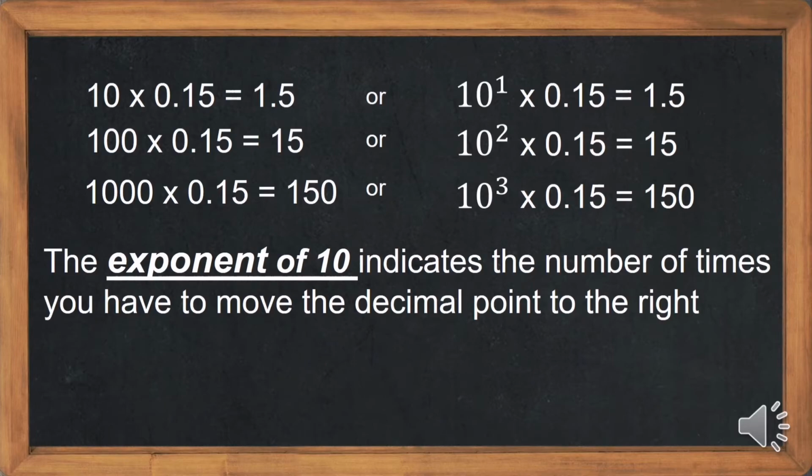Remember, the exponent of 10 indicates the number of times you have to move the decimal point to the right. So, nakikita nyo, yung 10 to the power of 1, we have isang decimal place lang yan. So, kaya nakuha natin si 1.5. 10 to the power of 2, dalawang places yan. Kaya nakuha natin si 15. So, yung 0.15 naging 15. Yung 10 to the power of 3, ibig sabihin yan, 3 decimal places yan. Kaya nakuha natin si 150.